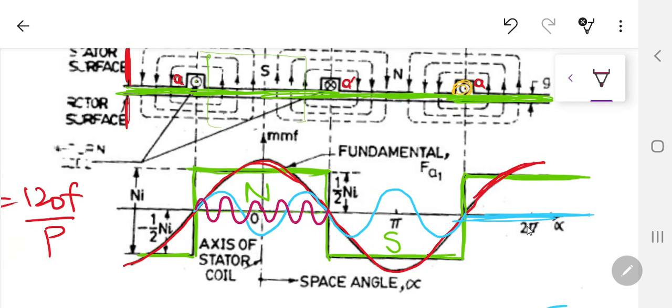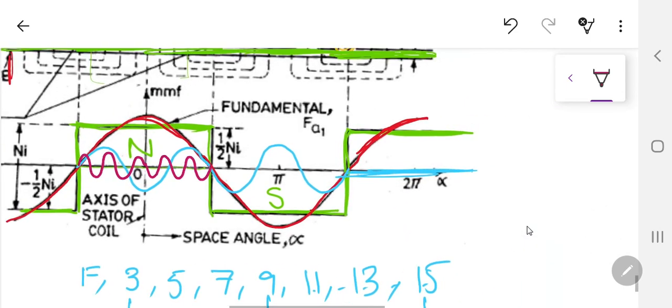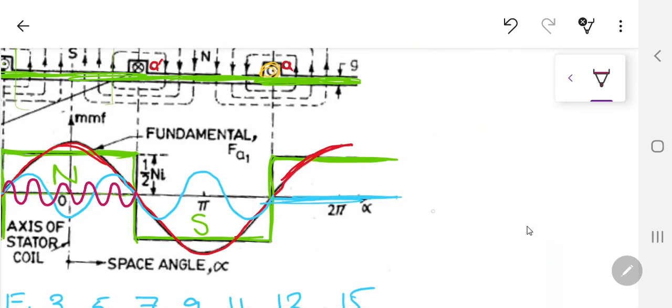Now why is this not desirable? One line answer: because the space harmonics or the air gap MMF has to be sinusoidal, because the rotor is going to cut that MMF and the rotor induced EMF is going to be, according to the rule, E is equal to N d phi by dt. So the EMF is going to be induced inside the rotor conductor. This is a simple rule.